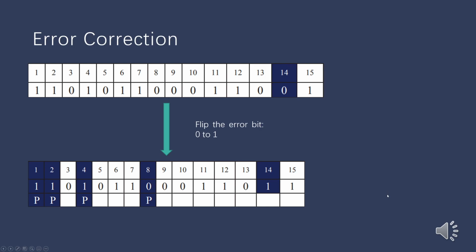To correct the error bit, a simple flip operation is sufficient, which means 0 will be changed into 1 or 1 will be changed into 0. In this problem, after we find that bit 14 is the error bit, we can just change bit 14 from 0 to 1. Now, let's verify if we have successfully fixed this error.